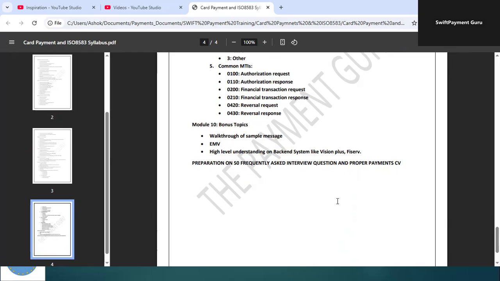Once we do that, towards the end, we'll also help you prepare for the 50 frequently asked important questions and also help you prepare your CV, which will help you find more opportunities in terms of the calls you'll end up getting as well. So there are a lot of opportunities in card payments for employees with ISO 8583 skill sets.